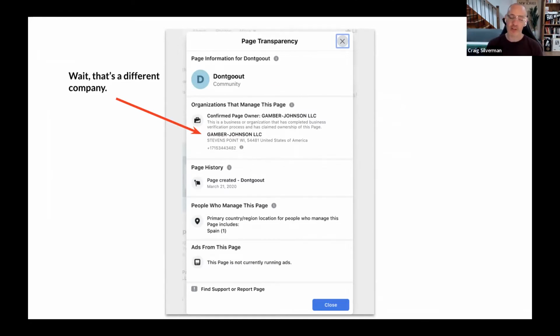What other information do we get on this page? Well, we can see that it was created on March 21st. So that's like the day before I saw them running an ad. So it's a very new page. And as you can see, the page is just called Don't Go Out. And it doesn't even have a profile photo or picture. It just got created, started running ads, off and running, right?